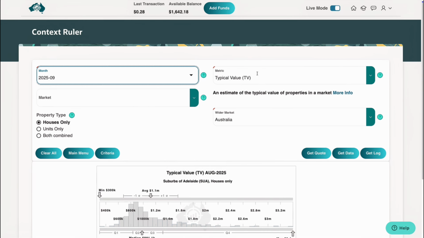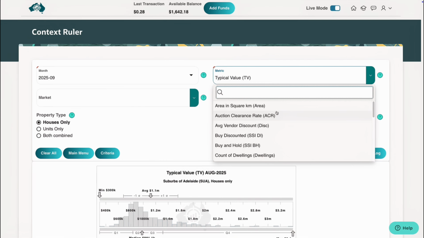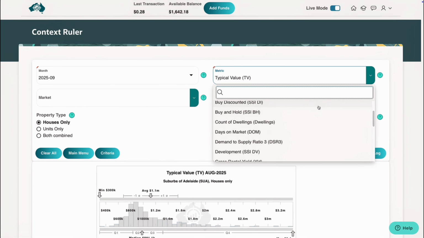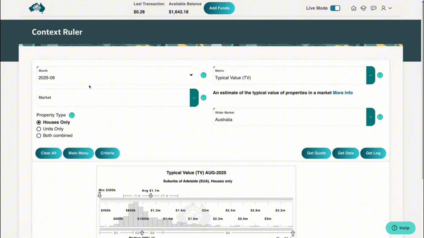The metric drop-down shows you a list of metrics to choose from. You can scroll down the list or you can start typing a word to filter options. The market field is optional. You do not have to specify one. This is only needed when you want to place a specific market in context to the wider market.